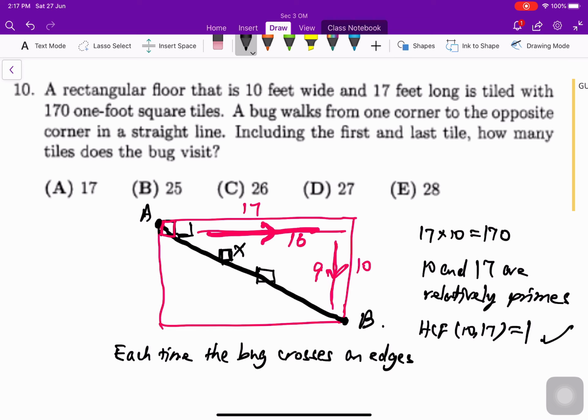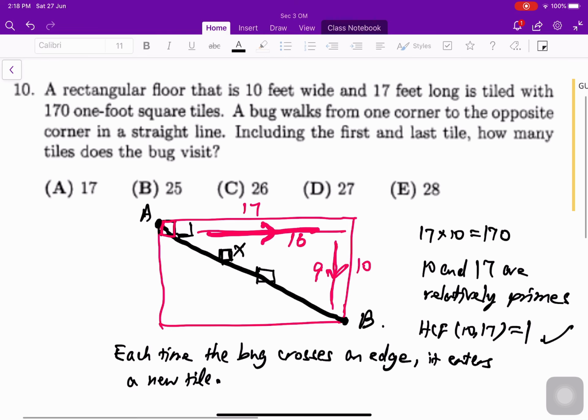that means in this case, can you see that horizontally, he must go through 16 edges, right? And when he goes through 16 edges, it means that he enters 16 new tiles. Therefore, each time the bug crosses an edge, it enters a new tile.